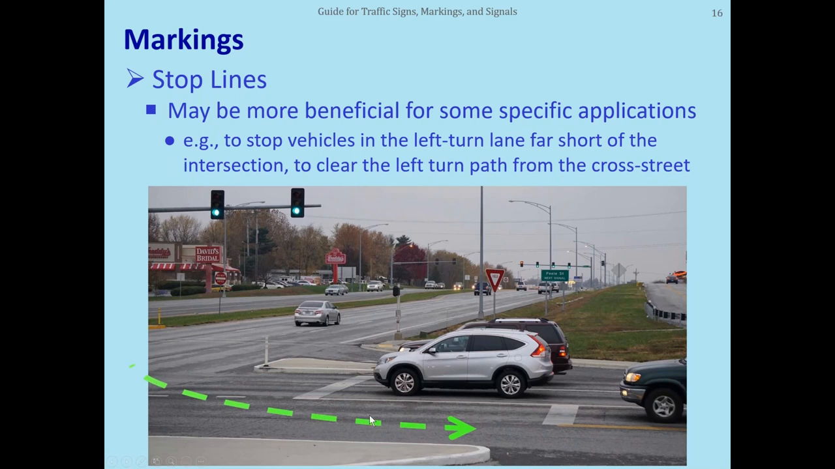This greenish line is indicating someone on this road making a left turn around here. And in that case, having this stop line here is very important to stop the people in this left turn lane far short of this area so that these left turners aren't clipping the left front corner of these left turners. Here again, some situations are such that stop lines are much more important than in other situations. This is a situation where stop lines are very beneficial.